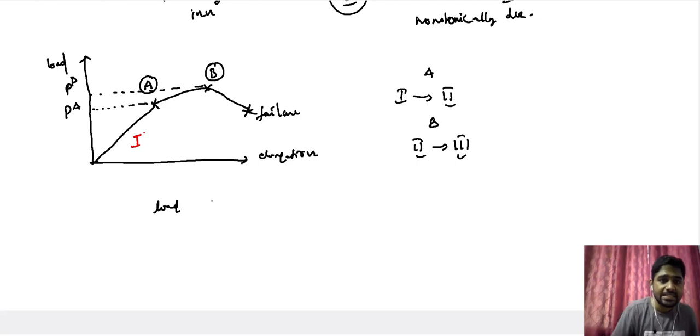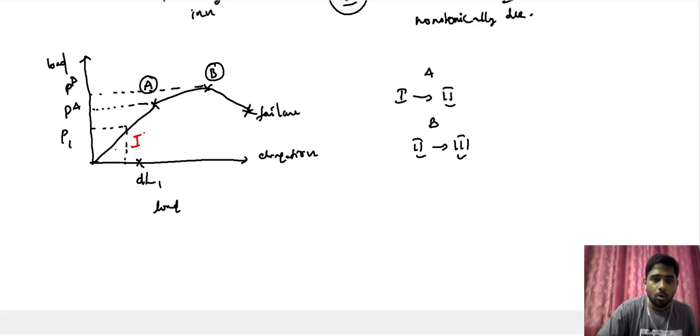Now, in section 1, supposing you are able to arrive at a specific elongation, say a change dl1, and in order to arrive at this specific elongation, you are imposing the load of P1.